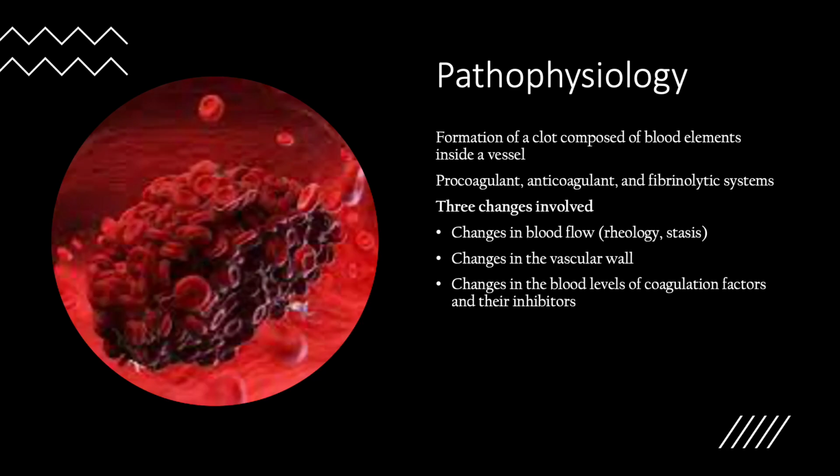The pathophysiology of thrombophilia is the abnormal formation of a clot composed of blood elements inside a vessel. It develops as a result of a disruption in the delicate balance between the procoagulant, the anticoagulant, and the fibrinolytic system. Three changes happen during this time: changes in blood flow, changes in the vascular wall, and changes in blood vessels of coagulation factors and their inhibitors.